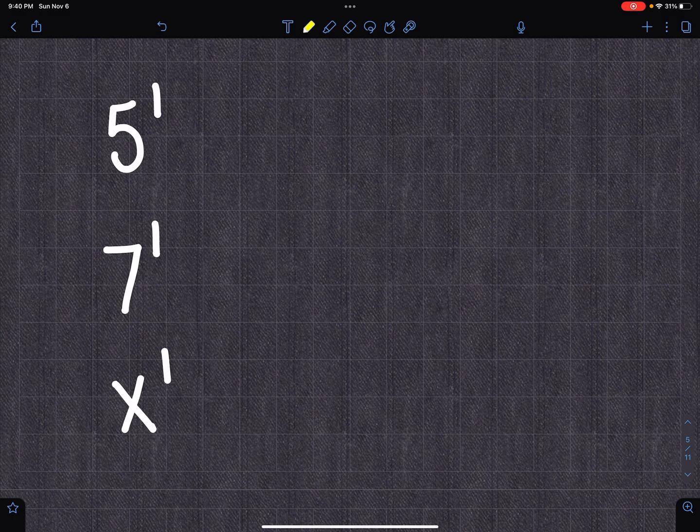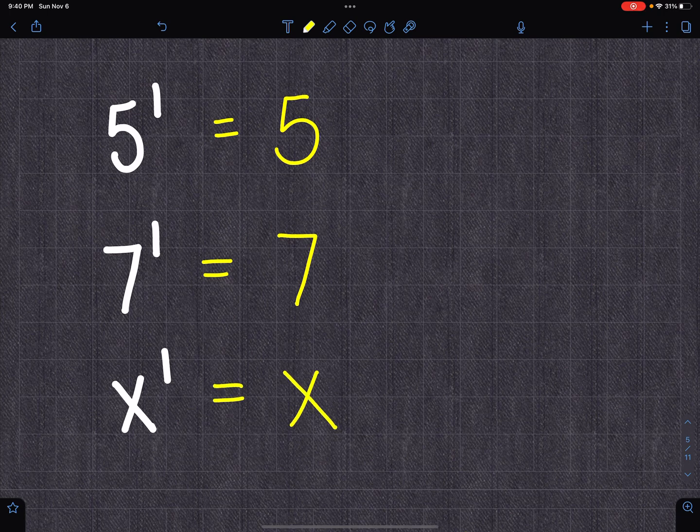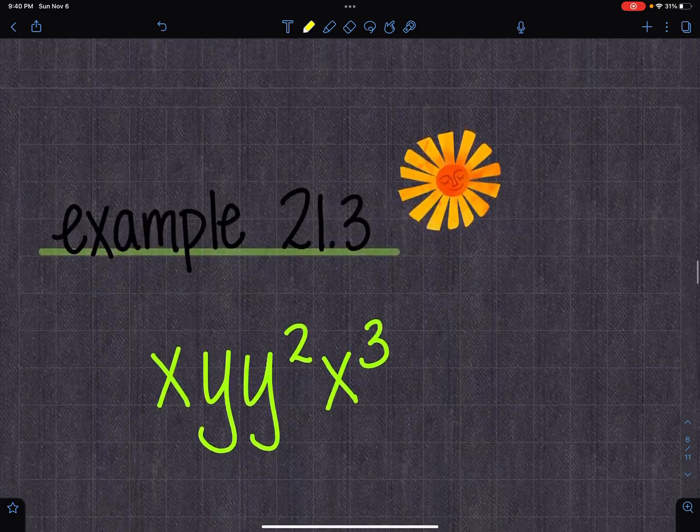So if you have 5 raised to the 1 power, the answer is just 5. If you have 7 raised to the 1 power, that equals 7. If you have x raised to the 1 power, that equals x. Just to kind of reiterate that point. All right, now let's do an example.